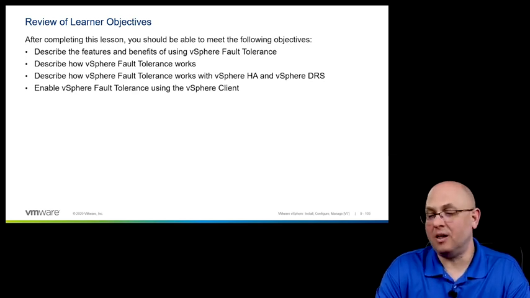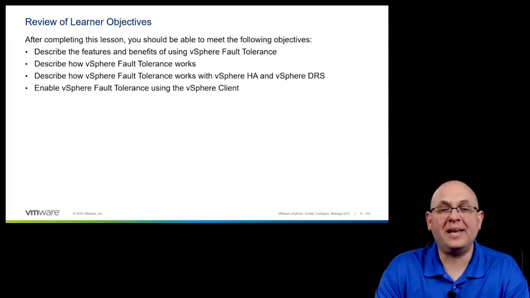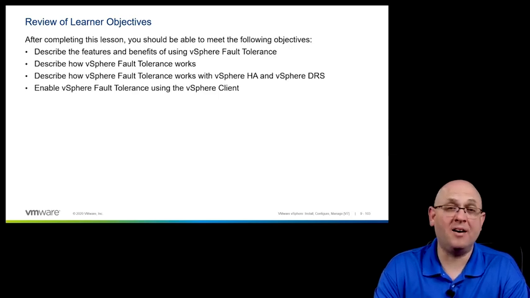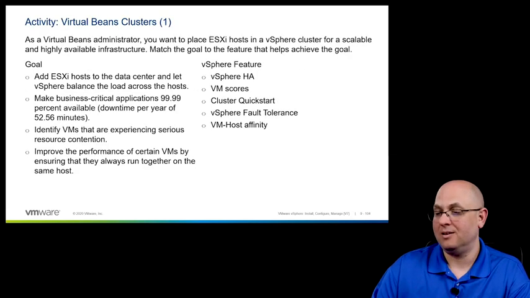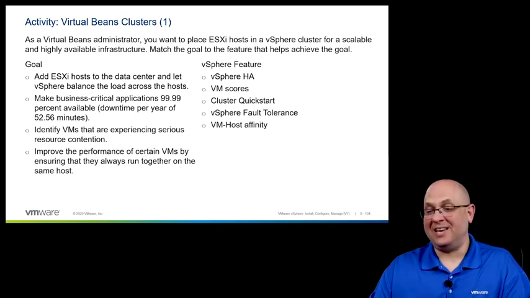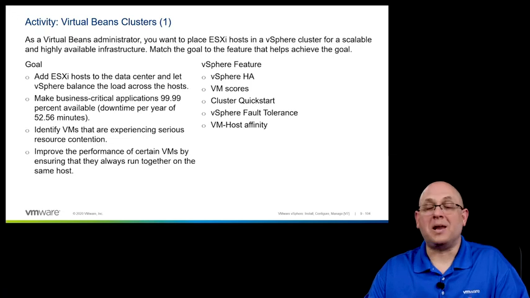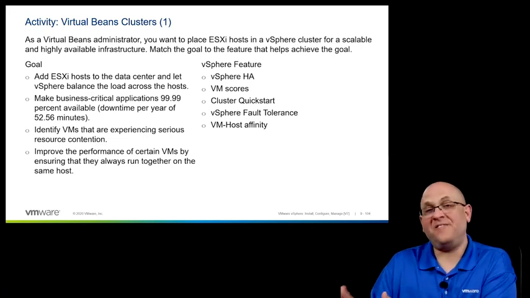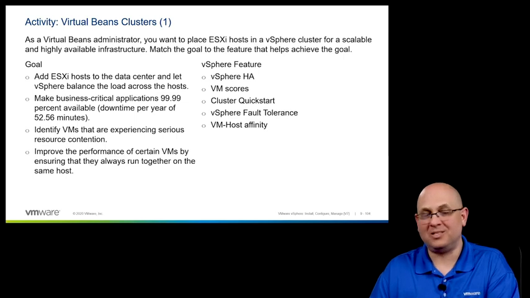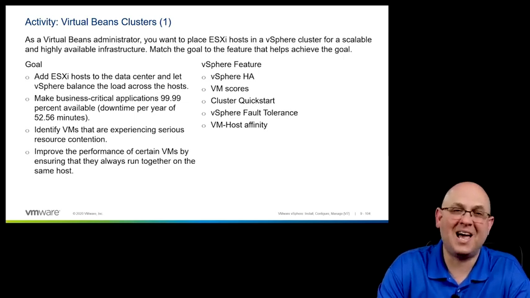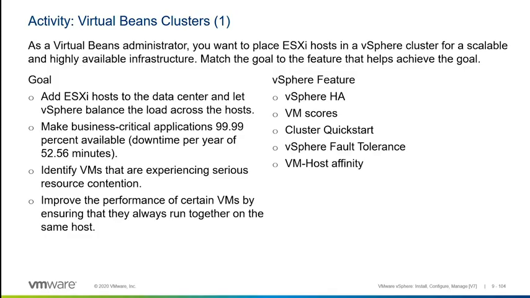So we understand fault tolerance, we know how it works, we know how it interoperates with HA and DRS, and we know how to turn it on very simply with a right click. Let's look at this activity that they've set up for us where we're going to match the goal, what are we trying to accomplish, with the feature that might accomplish this. So take a minute or two and have a look at this. And the next slide will give you the answers.